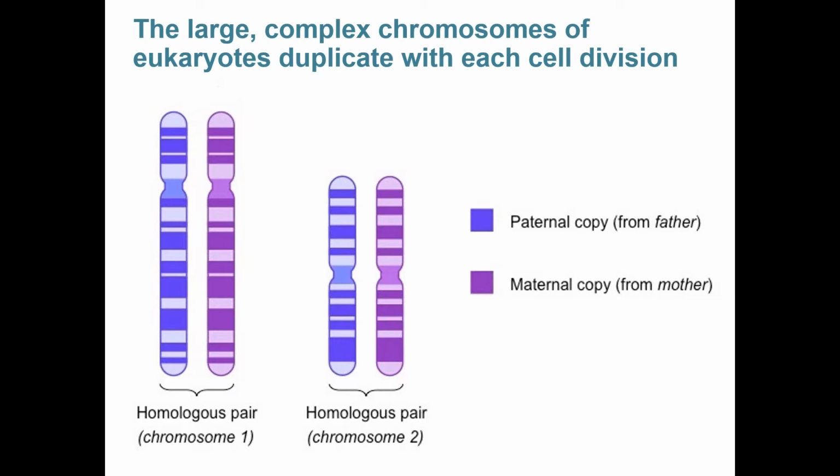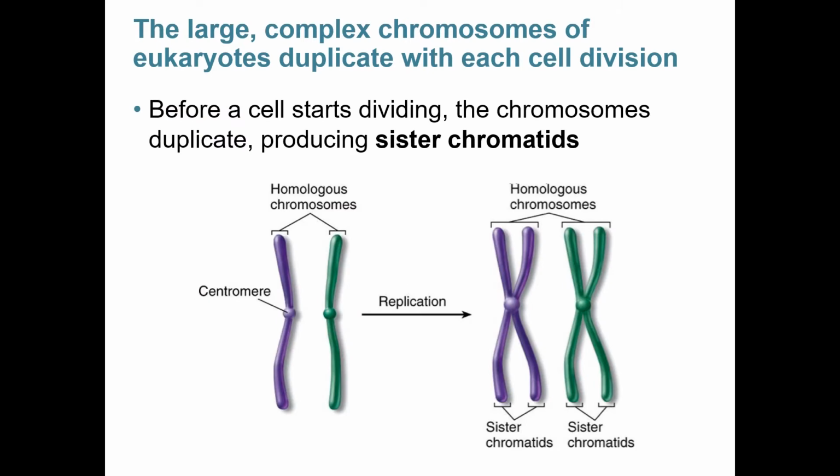Before the cell can divide, it first has to replicate its DNA. When we think about chromosomes, we often think about them in this X configuration. But chromosomes normally are linear. In the center of the chromosome is what we call a centromere. When replication happens, this copy of the chromosome will still be attached to the centromere. These identical copies are called sister chromatids. Sister chromatids are identical, whereas homologous chromosomes are not.